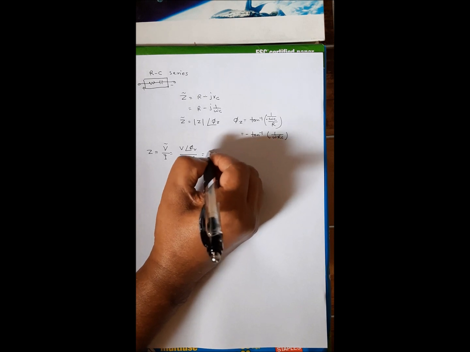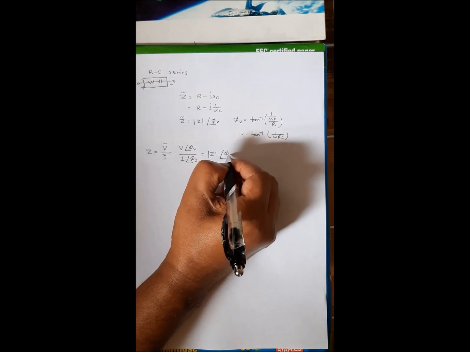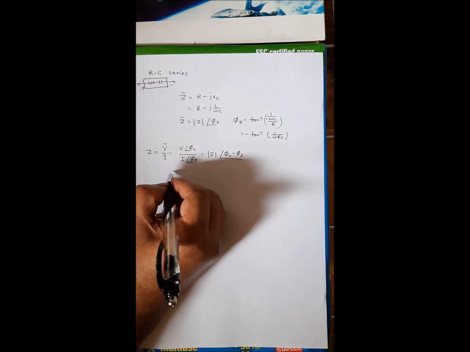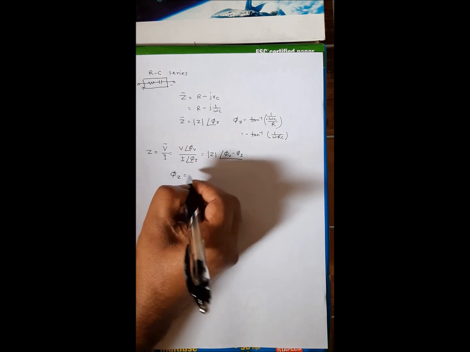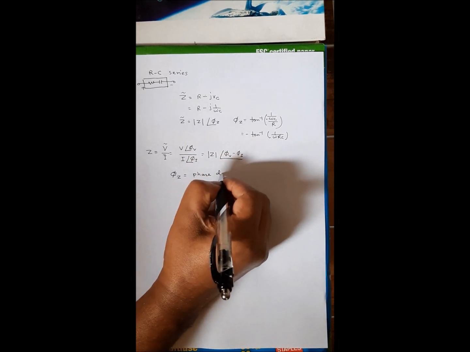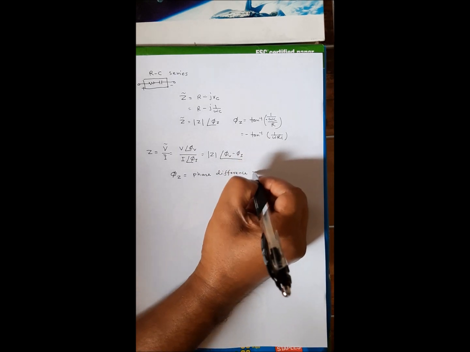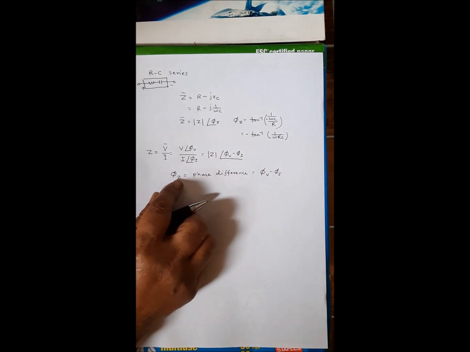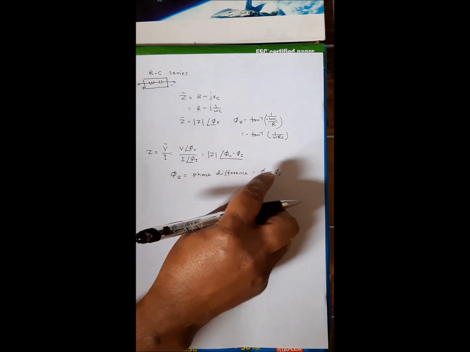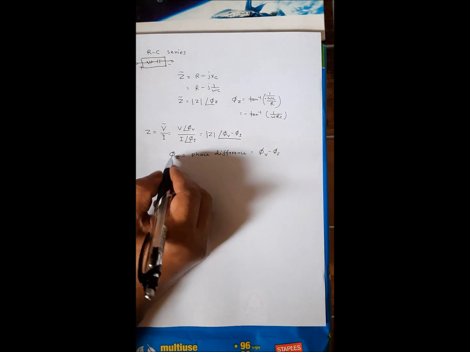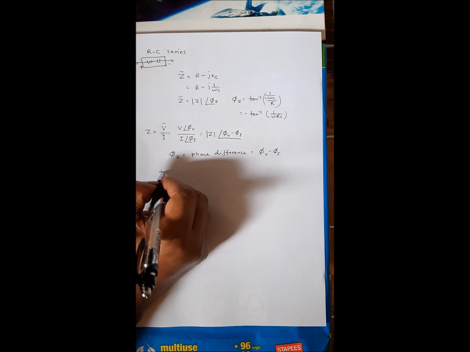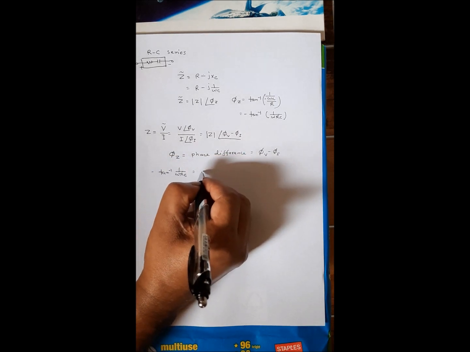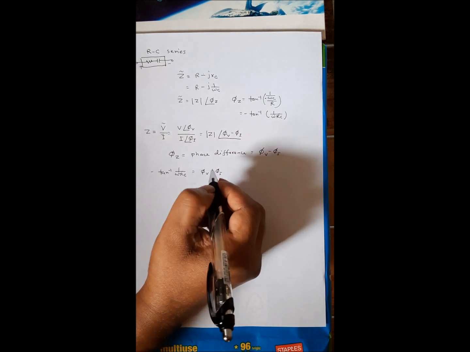So now it will give us the magnitude of impedance and the phase angle of voltage minus phase angle of current. So from this you also can find phi z is equal to the phase difference, phi v minus phi I. So the impedance phase angle is equal to the phase difference between voltage and current. So now this phase angle is basically tan inverse 1 over omega RC, and this is equal to phi v minus phi I, or phase difference.